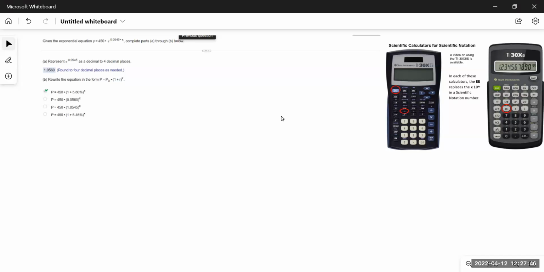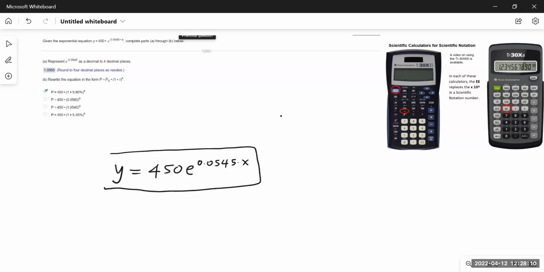All right, so we've been given the equation y is equal to 450 e, or the Euler, right? Euler exponent 0.0545x, okay, times x. Now this equation is the continuous equation, right? Because this is a positive number. This is the continuous growth equation. So continuous growth equation, okay?